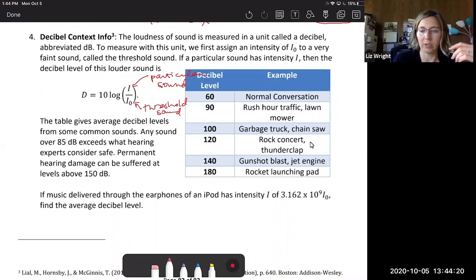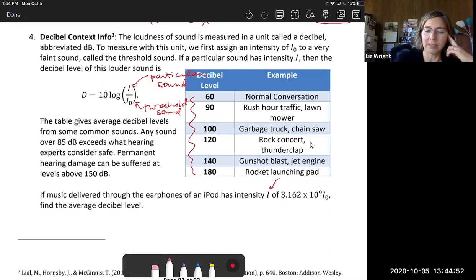So here are just some different levels to give you a sense of where our numbers are going to come out for the next few examples. If music is delivered through the earphones of an iPod and it has the intensity given there, 3.162 times 10 to the 9th times I sub 0, what that means is that our sound is that many times louder than our initial sound.